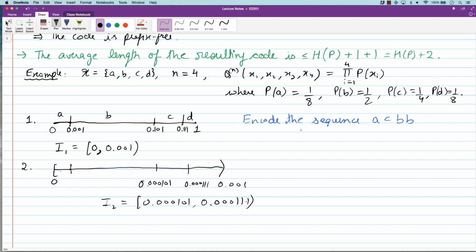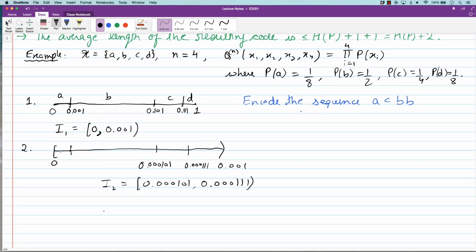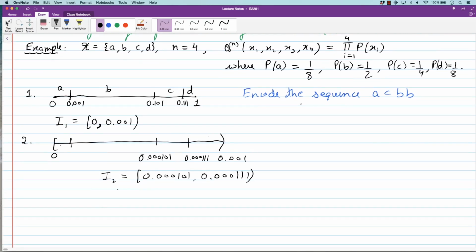Please check these calculations. I'm just bringing it out from my notes. Maybe some small mistake. Okay, and you keep on repeating this. So next step, you get I3 now corresponding to symbol B, and so this I3 looks like 0.00010101 and 0.00011, 1 0 1 1 1.